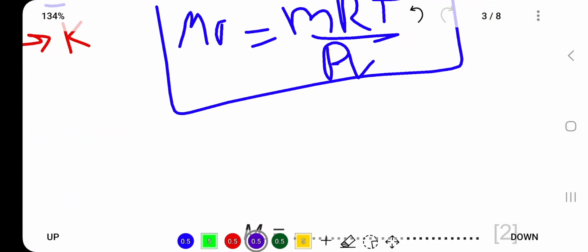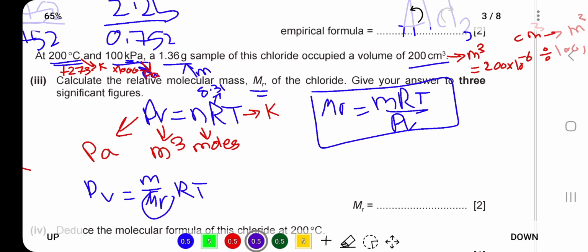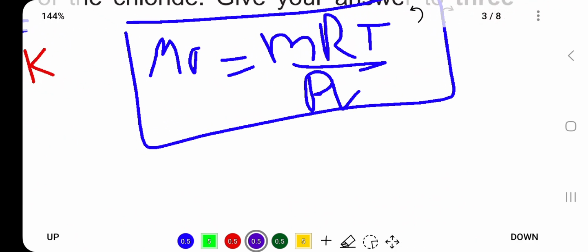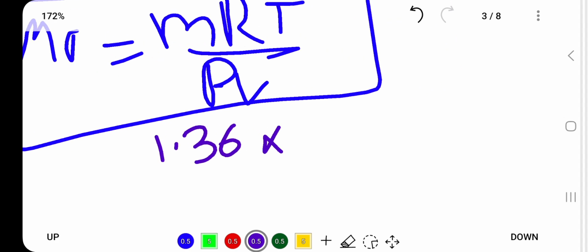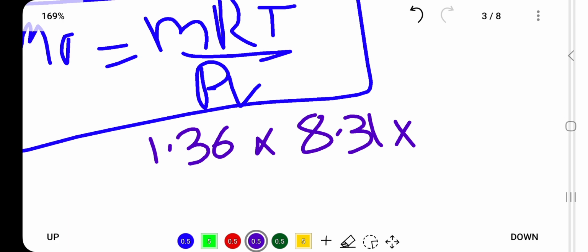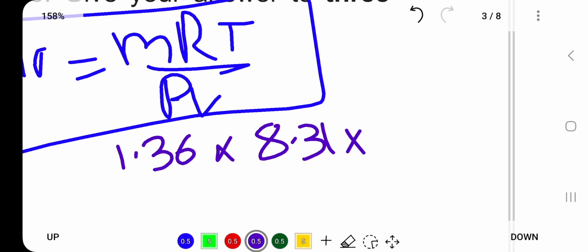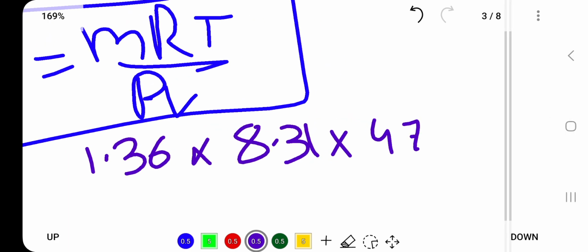Now you have here the mass, 1.36, multiplied by the R, which you should learn, 8.31, multiplied by the T, that we added to the centigrade, 273, to give 473.